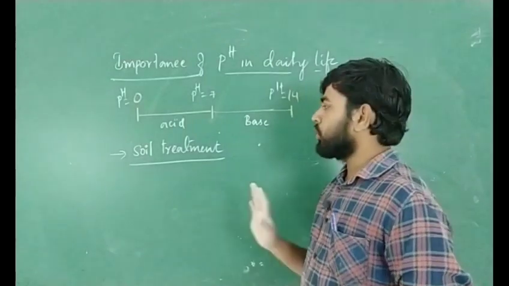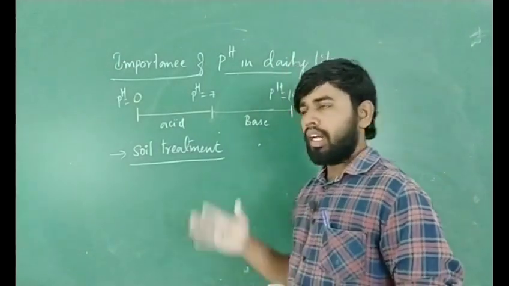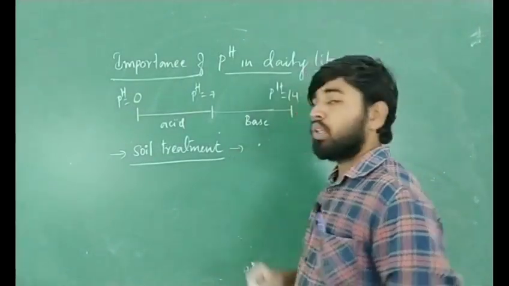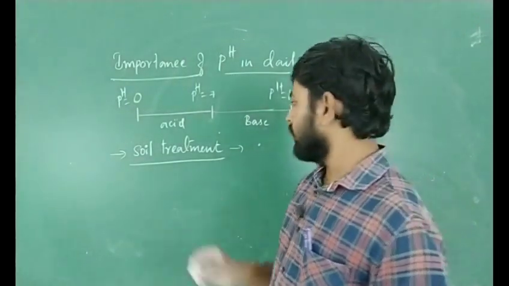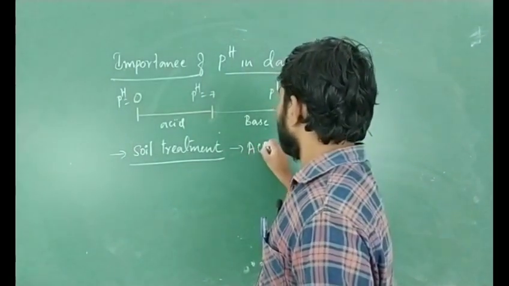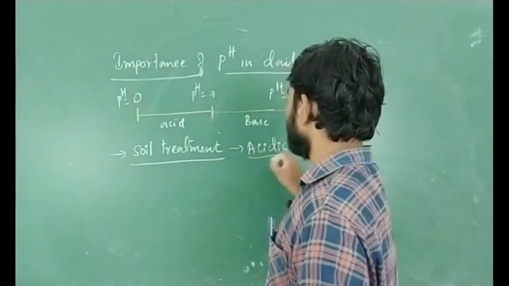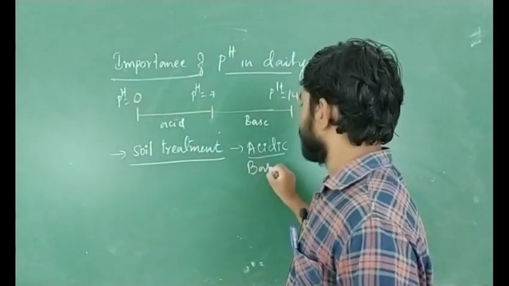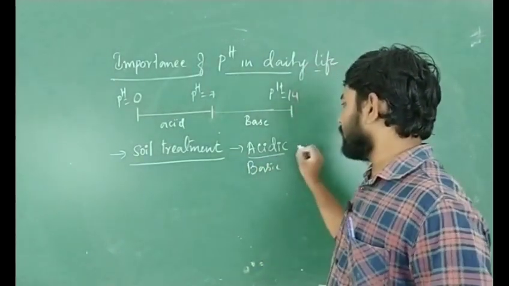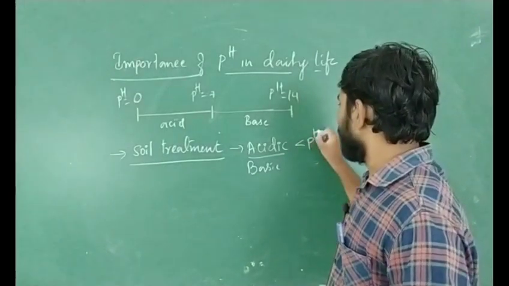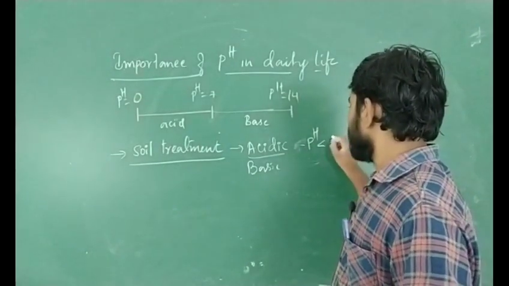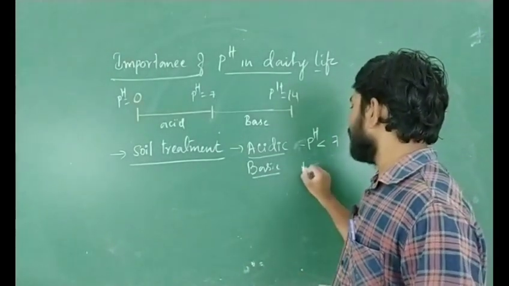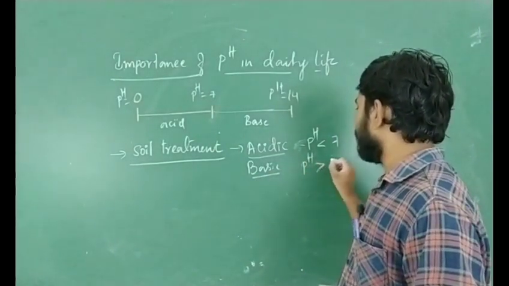Generally, you know, soil should be almost neutral, or it may be mildly acidic or mildly basic. Sometimes what happens, because of more usage of fertilizers, soil is going to become more acidic, or sometimes it is going to become more basic. So when the soil is acidic, it means that the pH of soil should be less than 7. Similarly, when soil is going to become more and more basic, the pH of soil will be greater than 7.